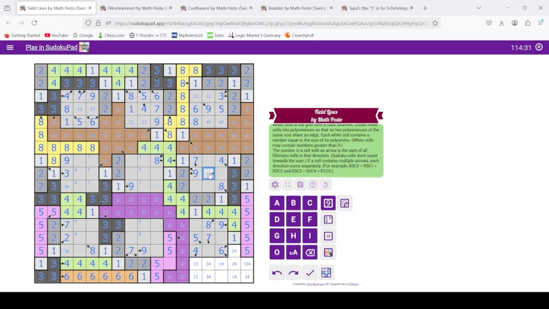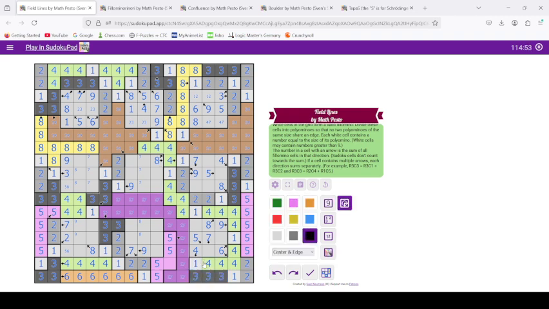I forgot to do this again. 5. 3 has to go here. 1, 4 goes there, that's a 2, 2 and 1. And there we go, we're done with the Philomeno. Now all we have to do is Sudoku. And we're done.